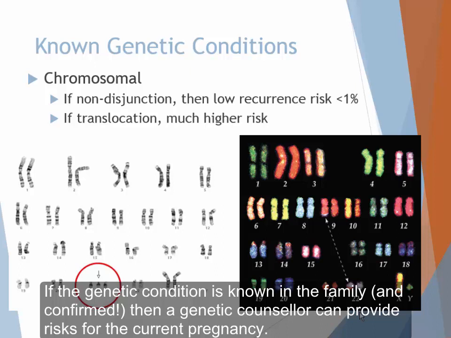For most chromosome problems, if it's just caused by a standard trisomy, so having a complete extra chromosome, it's what we say is via non-disjunction. The recurrence risk for any family is low, it's usually less than 1%. But if there's a family that has a translocation, so that the change in the chromosome is caused by a translocation, the risk is much higher, and so it's important for us to know what the causes are.